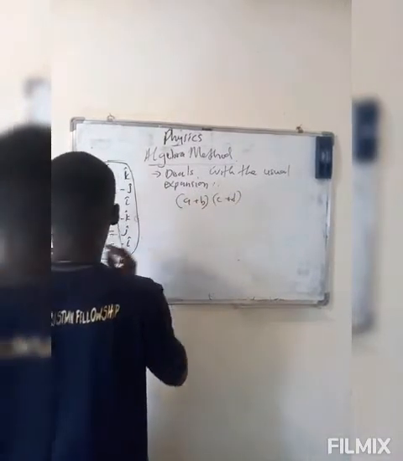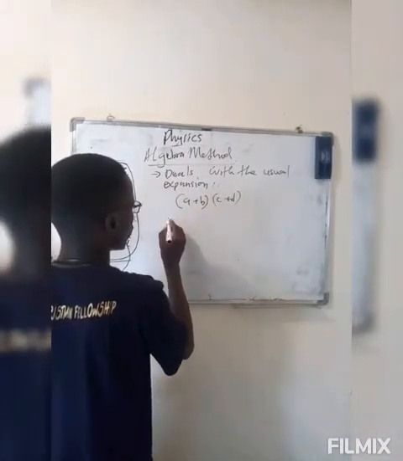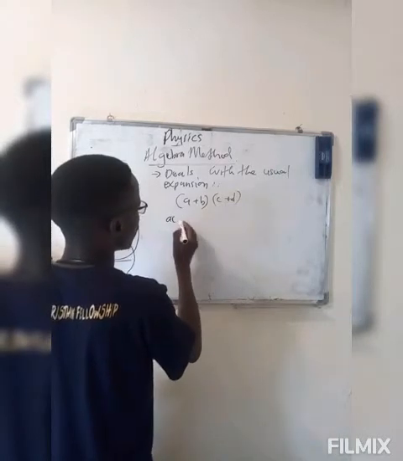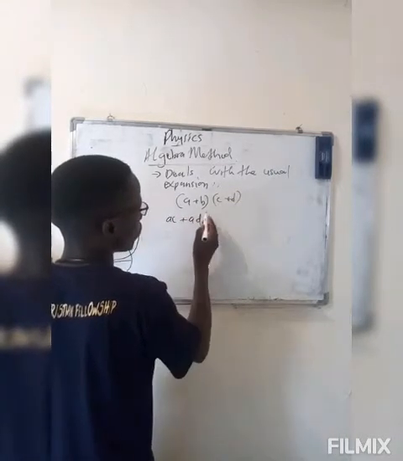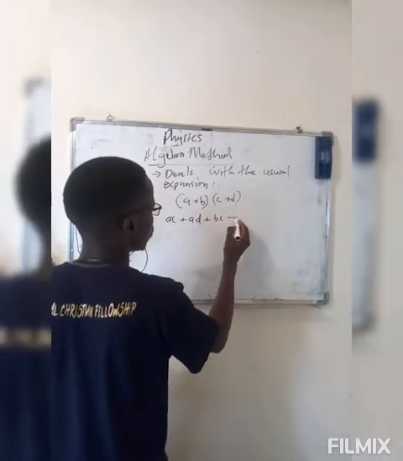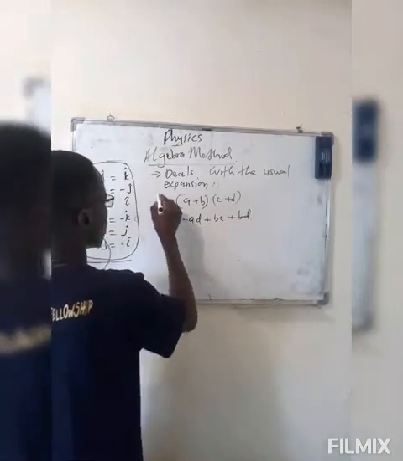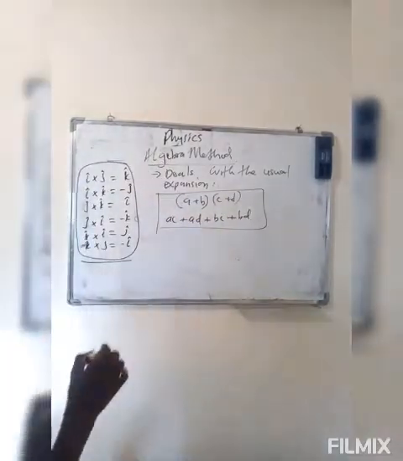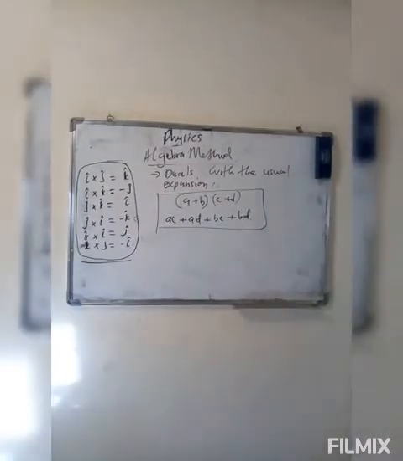We multiply a by c, that is ac, and then a by d, that's ad. Then we multiply b by c, that's bc, and then b by d, that's bd. That's a simple example to help us understand what this method is about. This algebra method literally just involves expanding the products we've been given, similar to what we had before.